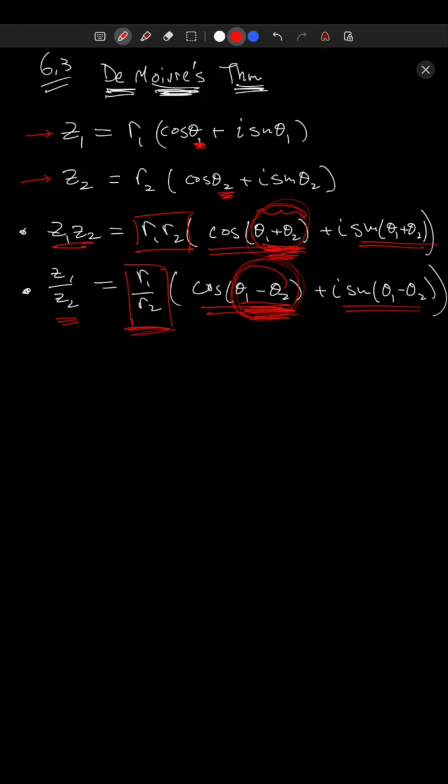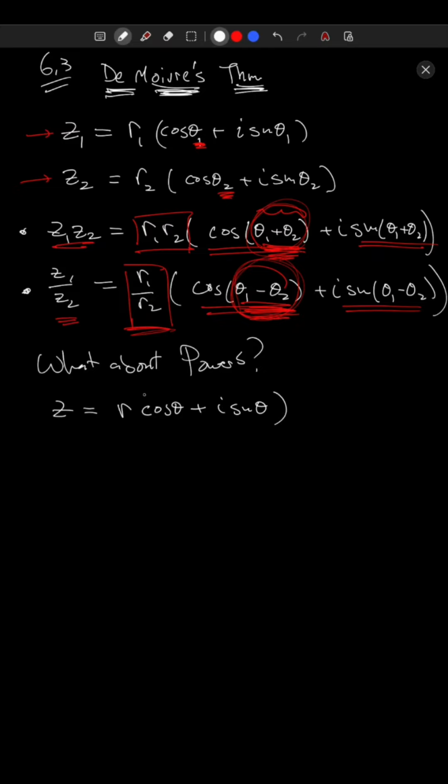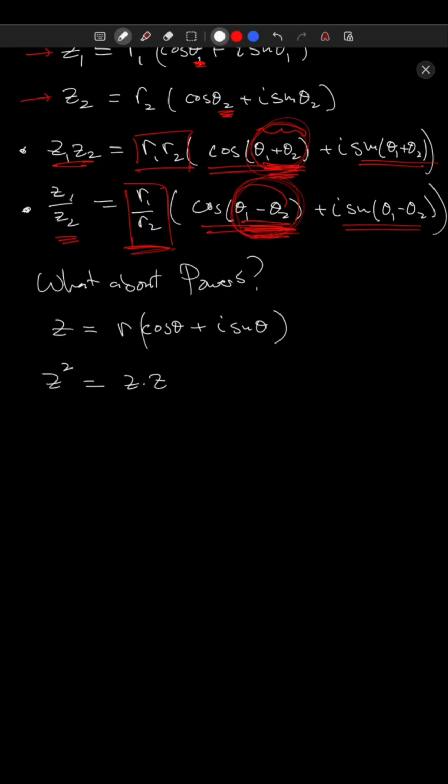So what we're going to talk about today is, what about powers? Powers essentially are multiplication, right? Let me write down just the baseline: z equals r (cos θ + i sin θ). If I look at z squared, what is that? That's just z times z, right? So powers essentially are like multiplication.